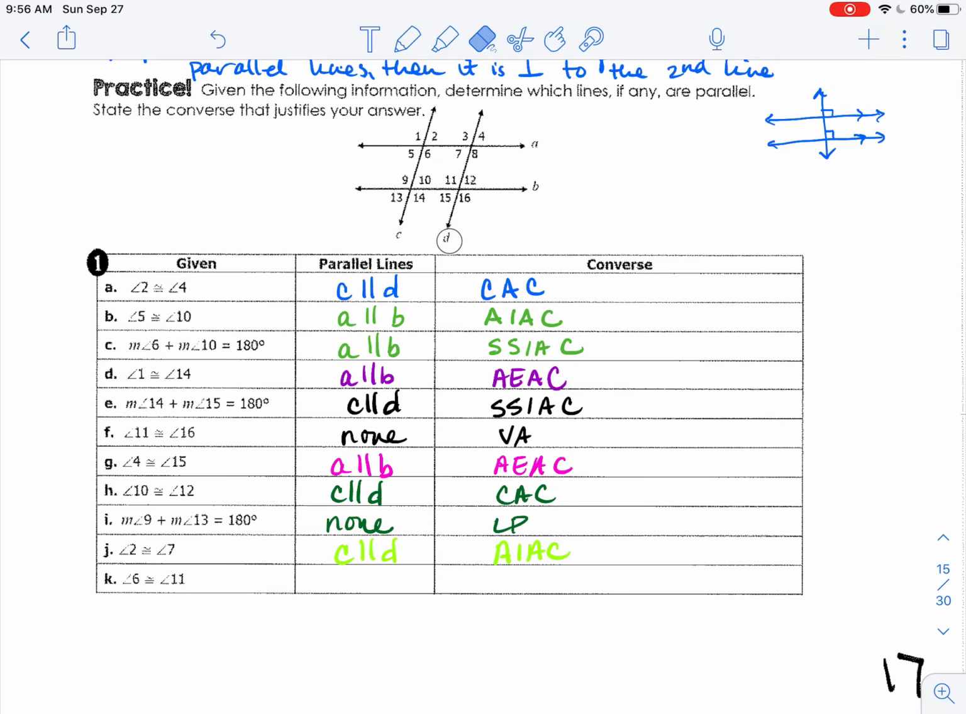And our last example, 6 is congruent to 11. Okay, let's try 6 and 11. Okay, so 6 and 11 are not on the same transversal. Angle 6 is either going to be on this transversal or this transversal, and angle 11 is going to be either on this transversal or this transversal. So I can't prove that any of the lines are parallel because they're not on the same transversal. So not cut by the same transversal.